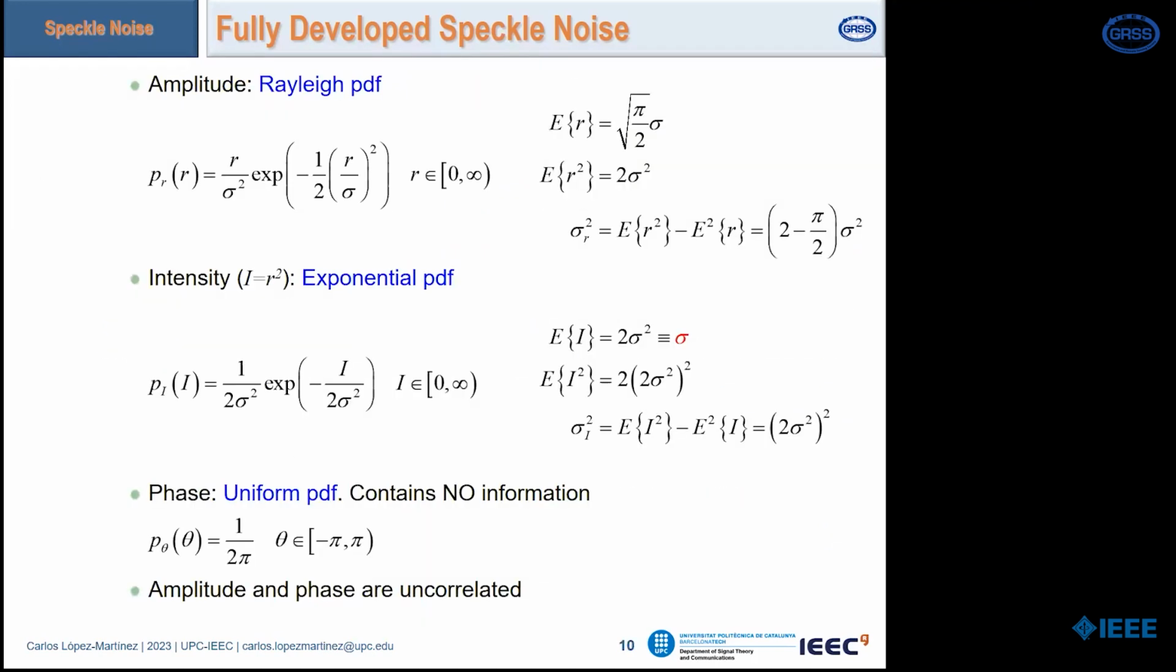Okay, I was here. So I can make the transformation of variables, so therefore I can find the distribution of the amplitude. The amplitude of the SAR image is essentially a Rayleigh distribution. The intensity is an exponential, and the phase is uniform. What does it mean that the phase is uniform? That the phase, in the case of distributed target, has no information because it's uniform. All the values have the same probability. So a single value has no information.